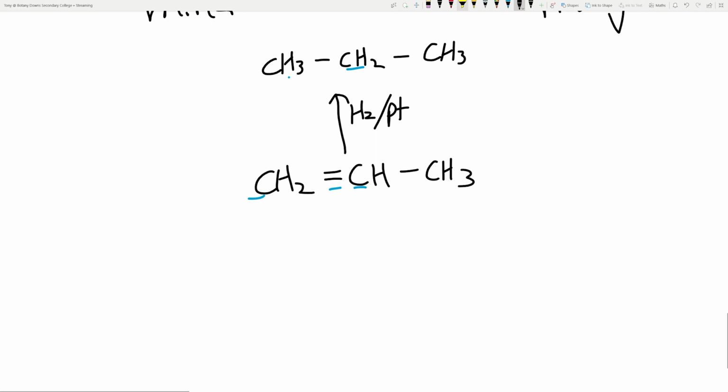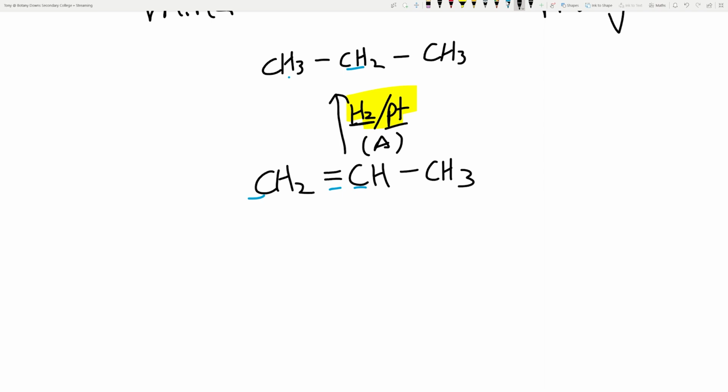Those are the catalysts. The key thing that we look for is the hydrogen, because the hydrogen is being added onto those two carbons. So this is an addition reaction. You're not going to add the platinum. Please don't add the platinum. The platinum is simply a catalyst for this reaction.